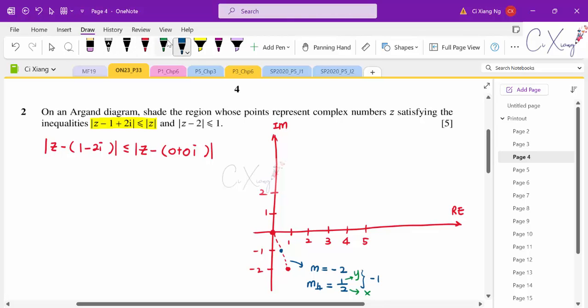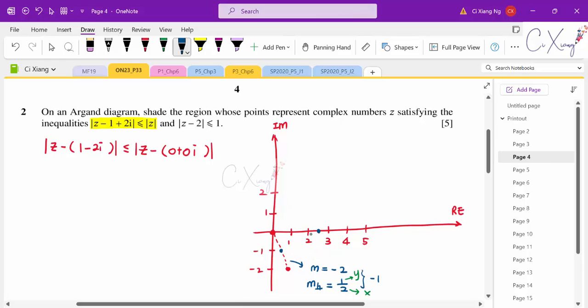Please have a look at this point. If I want to move my y up for 1 unit, that means at the same time your x needs to move to the right-hand side for 2 units. So 2 units means that this is 0.5 plus 2, you have 2.5. That means your perpendicular bisector line will pass through this point. If you try to calculate the gradient, it should be equal to half.